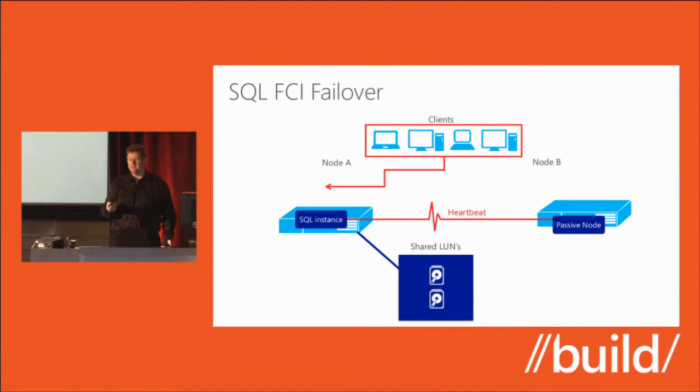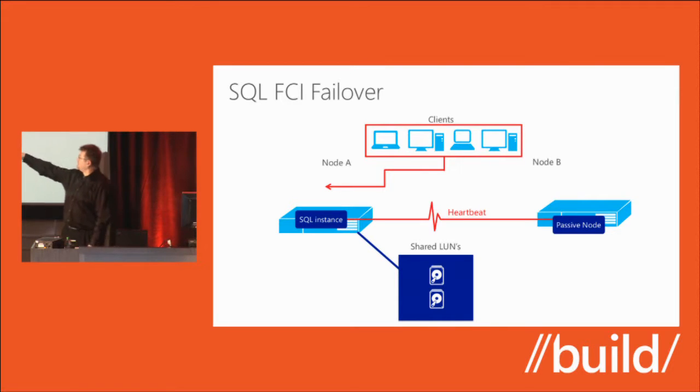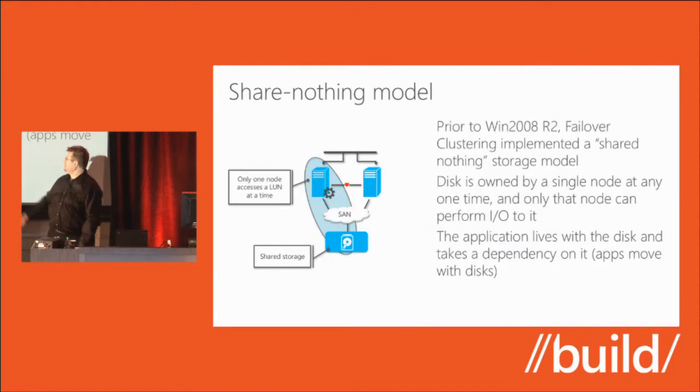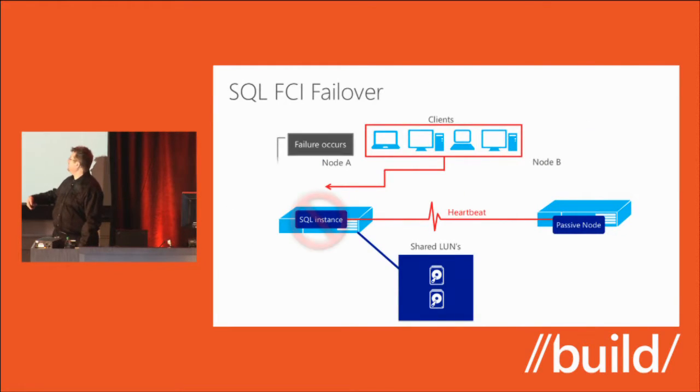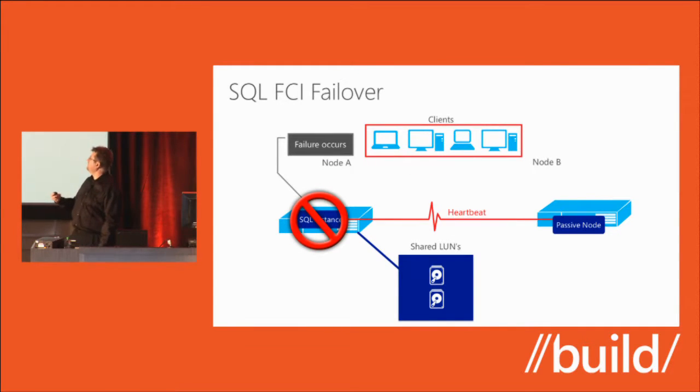Let me talk about what failover means and how we switch it. So here's a 2-node cluster. I have some shared storage. I have a SQL instance running on node 1, and this one is passive on node 2. My clients are up here, and they're connected to the SQL instance on node A. So you walk up and you yank the power cord out of the back of node A. What happens?